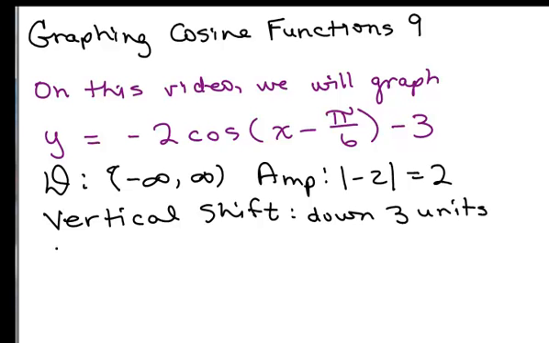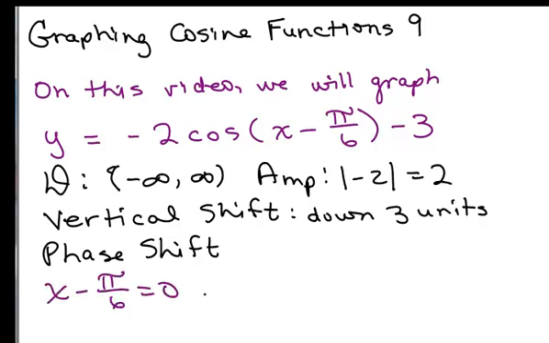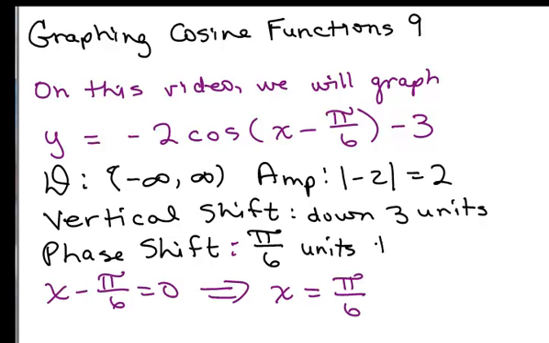And then what about the phase shift? If we set what's in the parentheses equal to 0, x minus pi over 6 equal to 0, and solve for x, we get x equals pi over 6, which is plus pi over 6. That means everything is shifted pi over 6 units to the right, since it would be positive. So the phase shift will be pi over 6 units to the right.